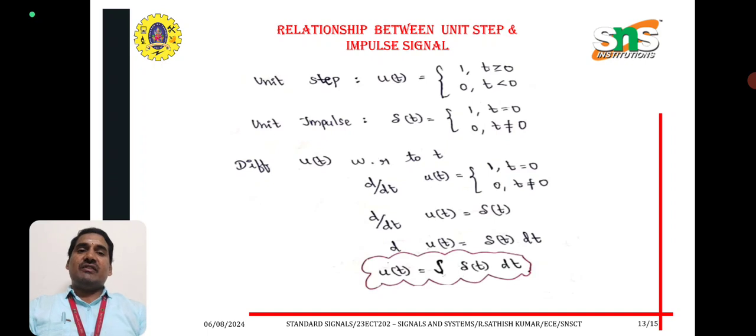Next one, relation between unit step and unit impulse. Unit step, u of t is equal to 1 for t greater than or equal to 0, 0 for t less than 0. Unit impulse, del of t is equal to 1 for t equal to 0, 0 for t not equal to 0. Differentiate u of t with respect to t. d by dt of u of t is equal to 1 for t equal to 0, 0 for t not equal to 0. Therefore d by dt of u of t is equal to del of t. Therefore d u of t is equal to del of t dt. Therefore u of t is equal to the integral of del of t dt.